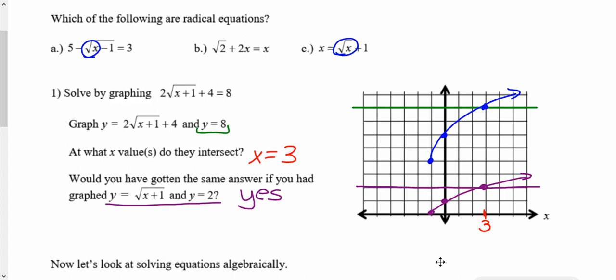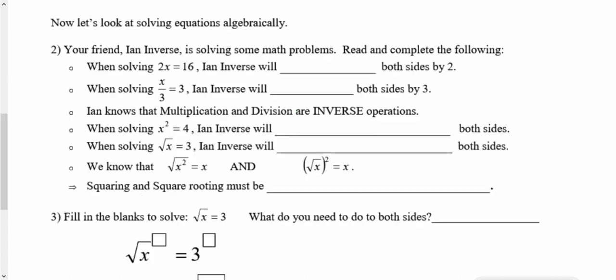All right, let's look at solving equations algebraically. So your friend Ian Inverse is solving some math problems. So what is he going to do? If you're solving 2x equals 16, what is Ian Inverse going to do to get x by itself? Well, he needs to divide both sides by 2 to get x alone.